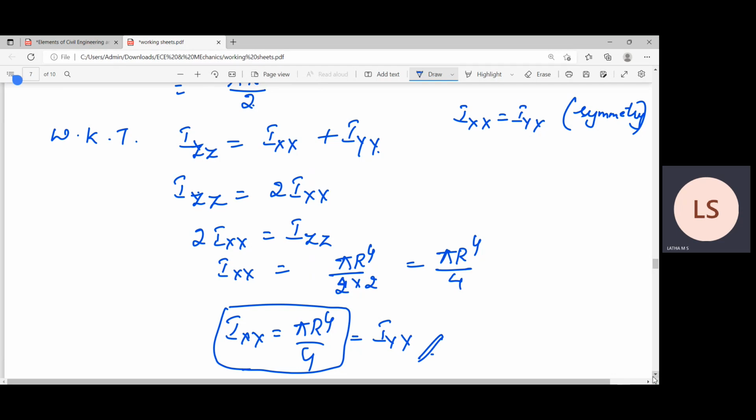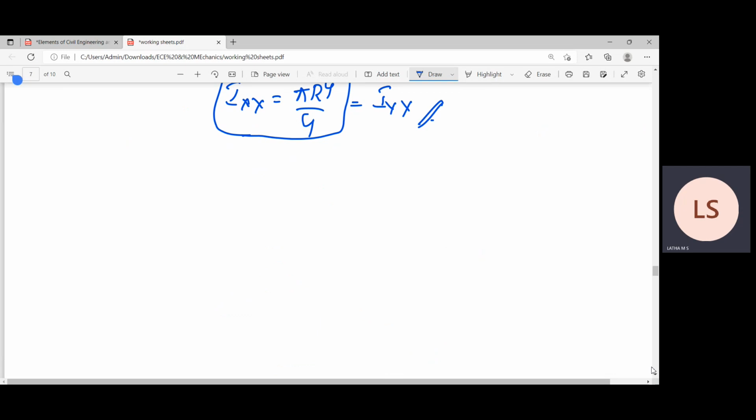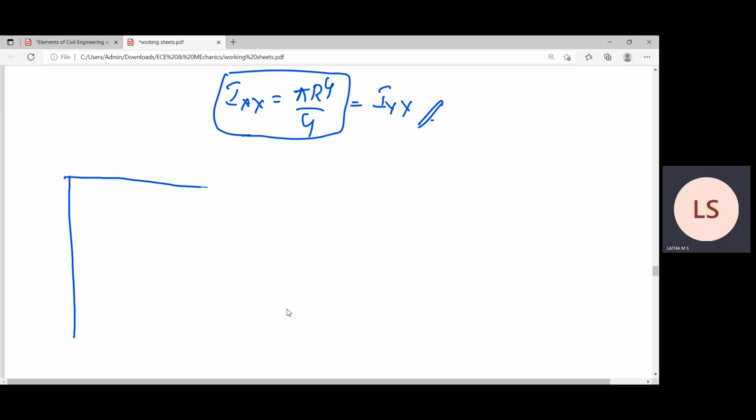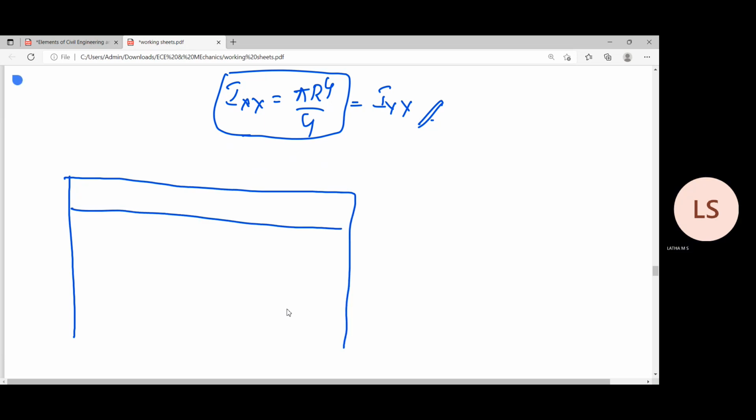So now we have to draw the table indicating the moment of inertia of all the lamina. Something like this. We have the lamina, Ixx value and Iyy value.